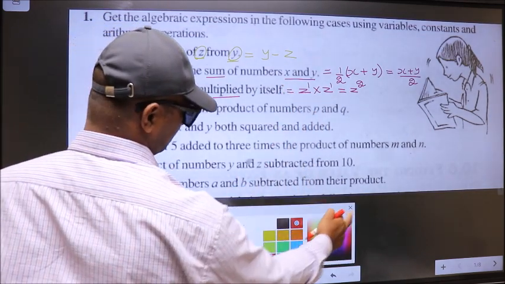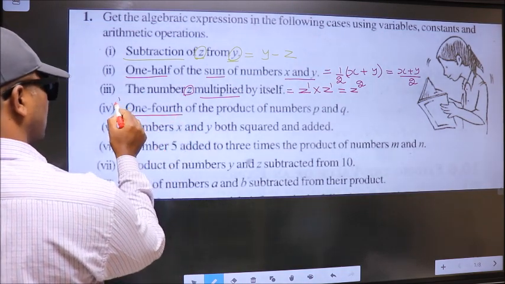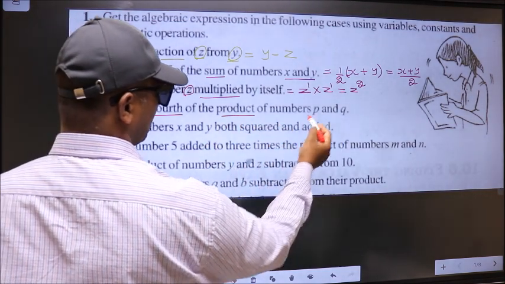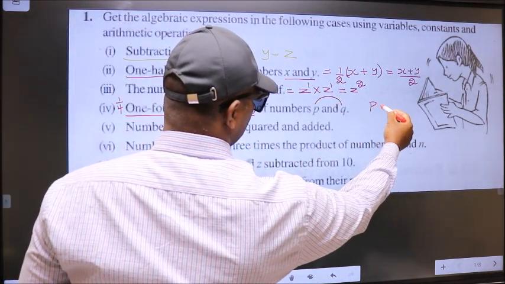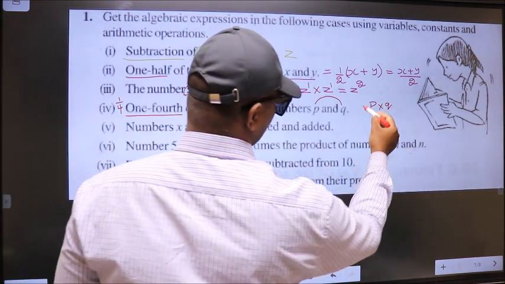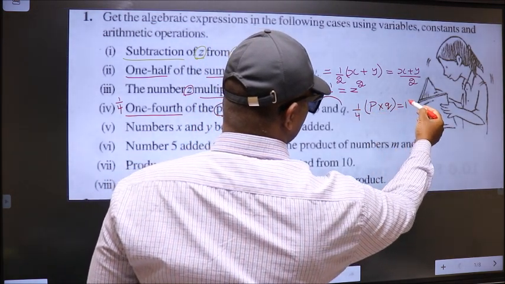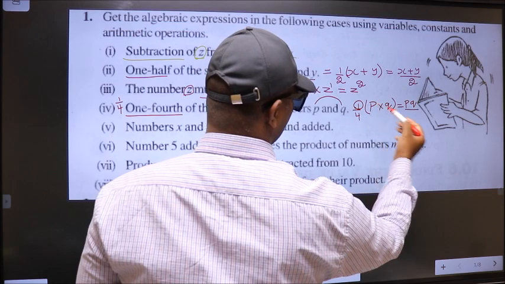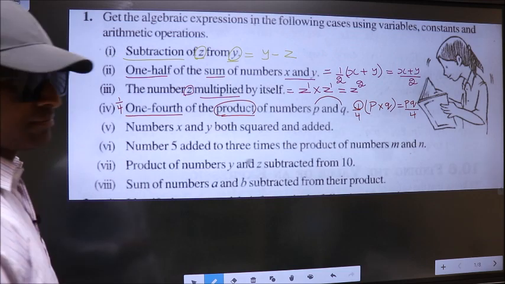Next, fourth bit, 1/4. 1/4 is nothing but 1 by 4 of the product of numbers p and q. P and q product means p into q. Of this product 1/4. So here you write 1/4 of this, or else p into q is pq. 1 into anything, so no need to write this 1. Denominator 4 as it is. So this is the answer for the fourth bit.